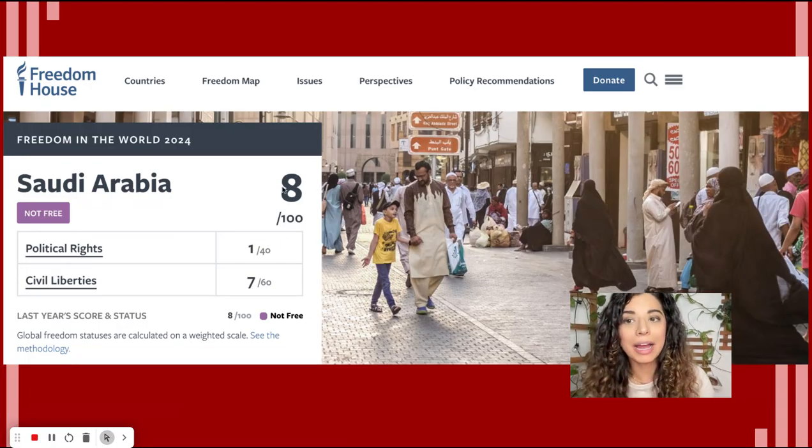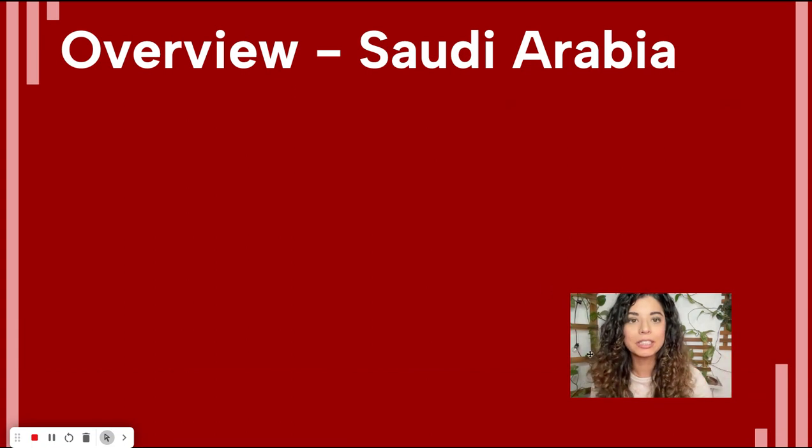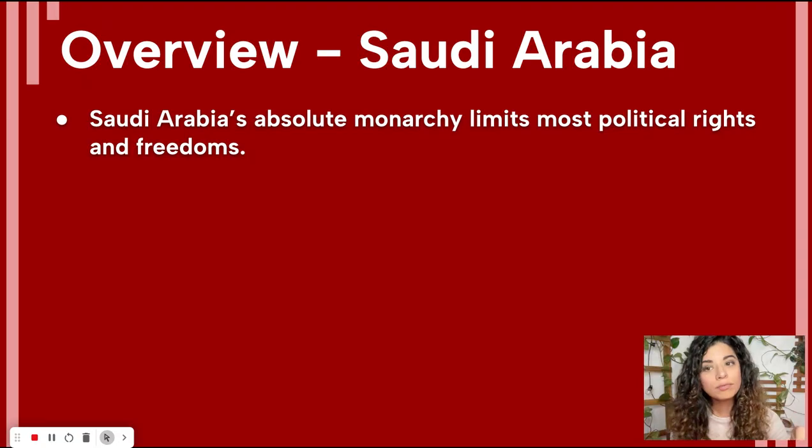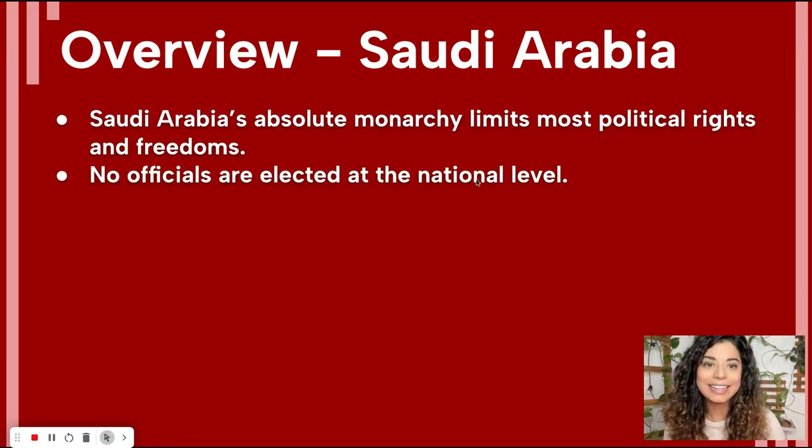So Freedom House gives you an overview, and it does break down into more specific categories. Everybody will get the opportunity multiple times throughout this unit to explore this website. But let's take a look at what it says about Saudi Arabia. So this is just an overview. Overall, it says Saudi Arabia's absolute monarchy limits most political rights and freedom, right? An absolute monarchy, that means that they still have a king, and the king is the one that makes decisions. No officials are elected at the national level.